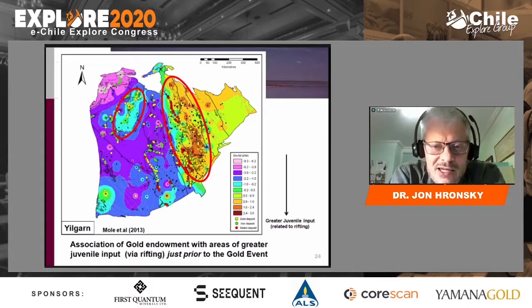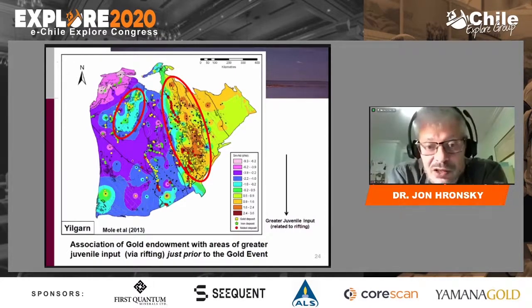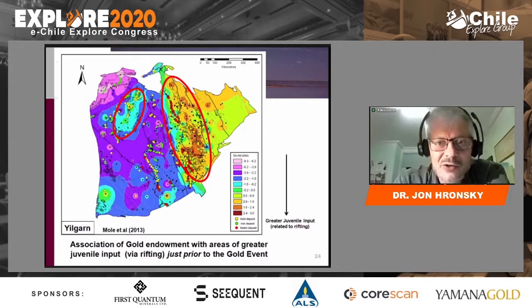So the hotter colors represent a greater influence, a greater amount of this juvenile event coming into a pre-existing craton. And there's a very clear association between the areas of stronger endowment and where we see the greatest juvenile input. Now, we know very well that the timing of gold is not coeval with this juvenile input. It's something like 50 or 60 million years later, but nonetheless, it exerts a fairly significant control on gold distribution. So that's telling us something about fertility.